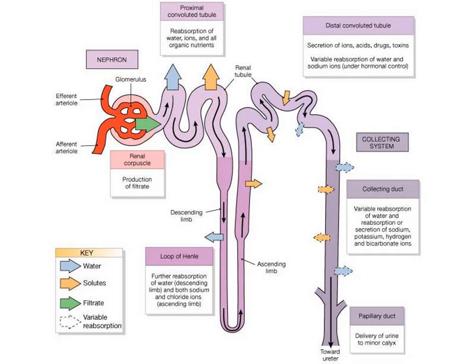Then it's going to go through, you notice the tubule starts with its twists and turns again. This area is known as the distal convoluted tubule. Here you're secreting ions, acids, various drugs and toxins. Water and sodium ion reabsorption is going to depend once again on what the needs are right now.